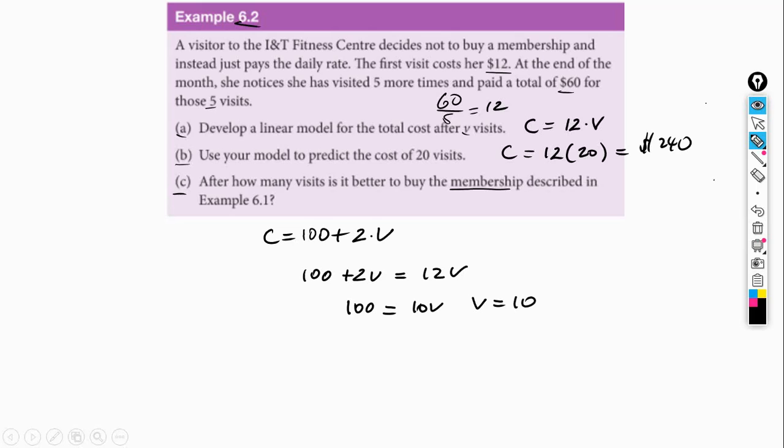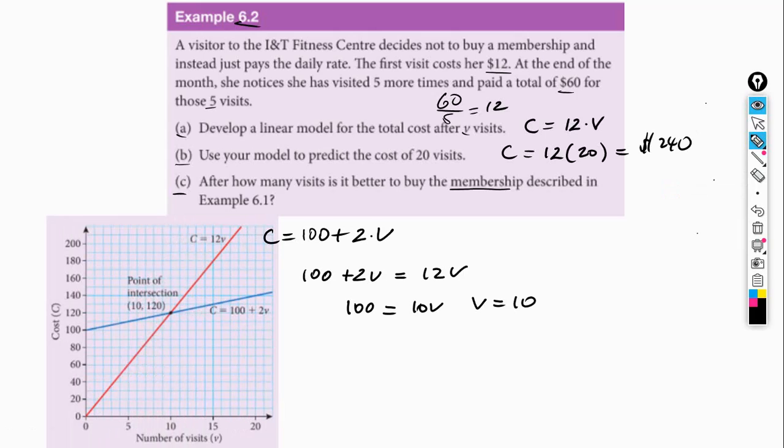Now let's take a look at this in a graph. So in blue, you can see the model for example 6.1. And although you start paying $100, the rate at which it increases is slower than paying $12 per visit. Although the daily rate starts cheaper at first, after 10 visits, the costs go up quite a bit more, right? Because the rate is $12 per visit, whereas here the rate is $2 per visit. So this is the point at which it is better to have a fixed membership.